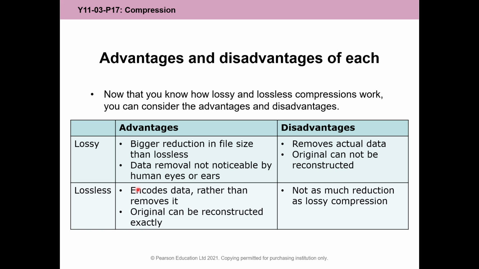Lossless is a form of encoding because you can reverse it. You can go back from it. You can get the original back from it. You don't lose anything. But the compression ratio is going to be smaller. What do I mean by compression ratio? I mean the file size of the compressed file compared to the file size of the uncompressed file.